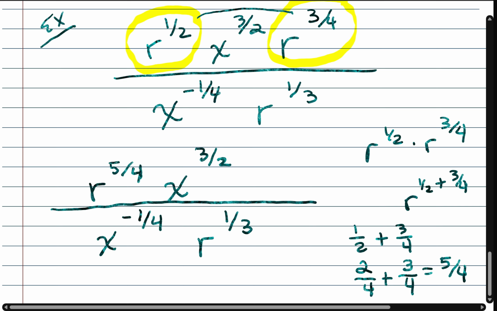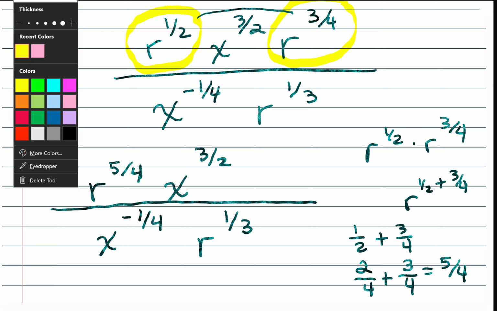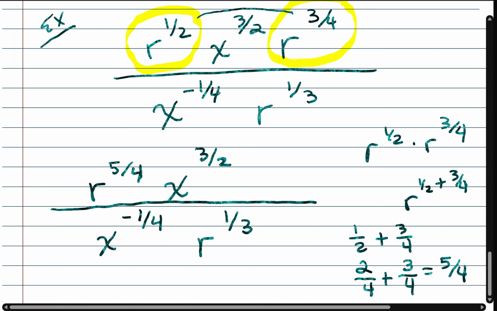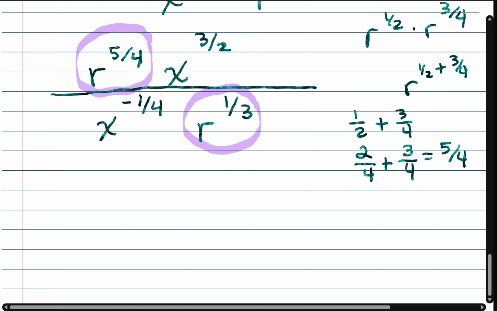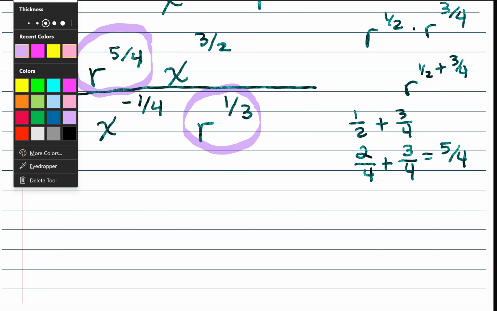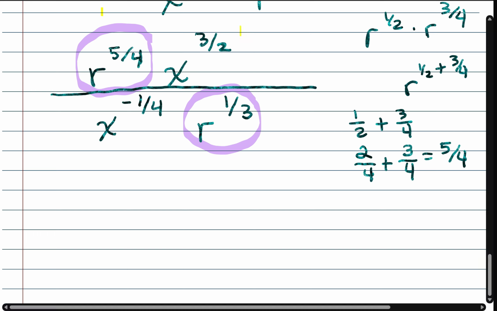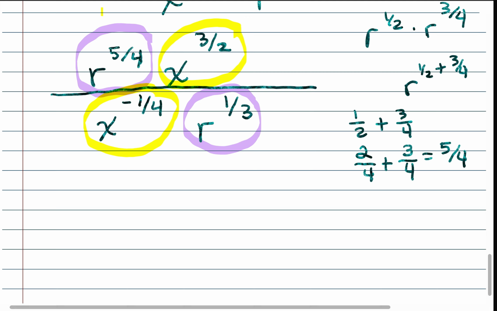All right, so now we say to ourselves, I'm seeing the similar base in the numerator and denominator. I see r to the 1/3 and r to the 5/4 power, right? Those have the same base. So I'm going to subtract those exponents. And also I see x to the 3/2 and x to the -1/4. They have the same base of x. So I'm going to subtract those exponents, the top exponent minus the bottom exponent.